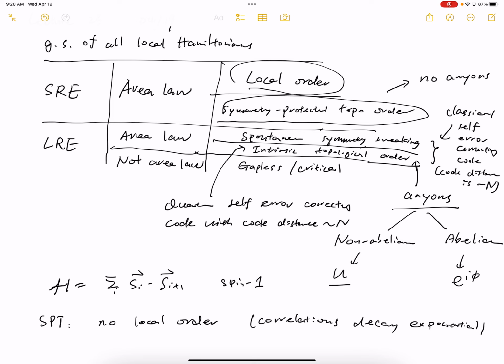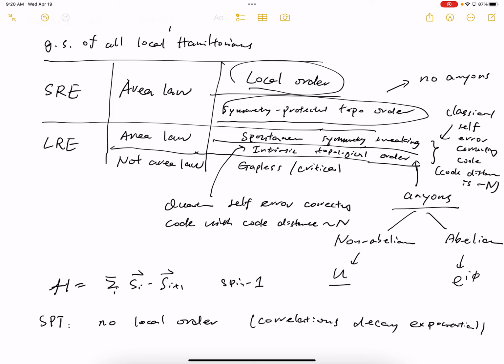Of course, when you do an individual measurement, it's going to give you some non-zero value. But as long as you repeat your measurement and get the expectation value of your spin angular momentum, it's actually going to be 0 for any direction. And if you measure correlations, they're also going to decay exponentially. So basically it contains no conventional order.